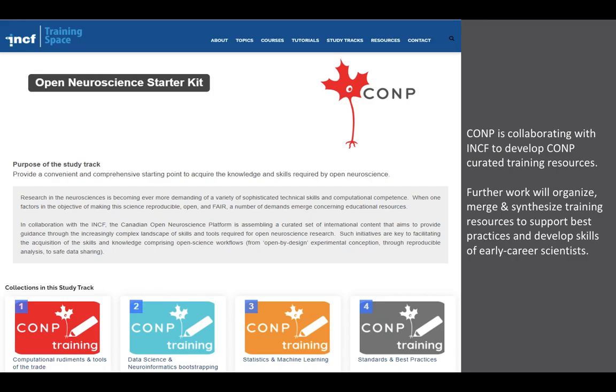CONP is also working with the INCF, the International Neuroinformatics Coordinating Facility, to develop CONP curated training resources. So there's sharing of training materials between the INCF and CONP. And further work will organize, merge, and synthesize training resources to support best practices and develop skills for our early career scientists.